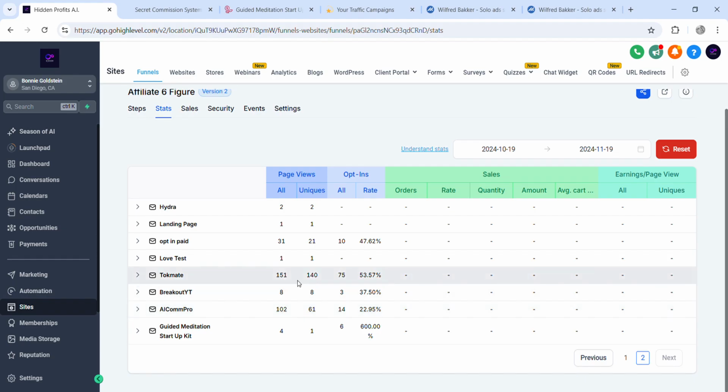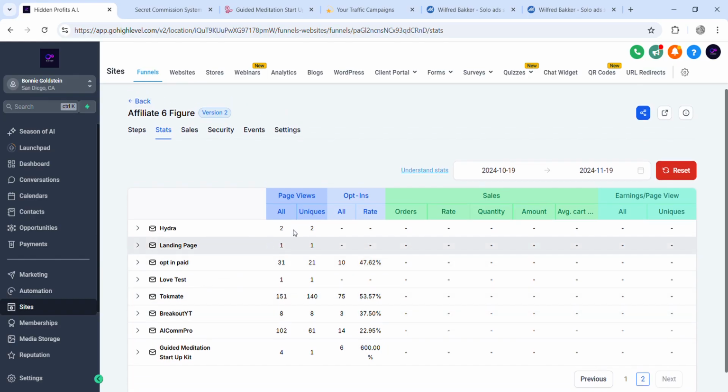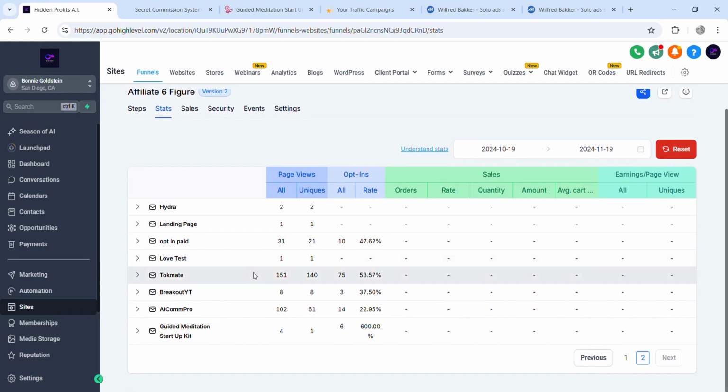This one I'm loving. TalkMate is just crushing it on the thing, right? 53%. And that's what you do, right? It gives you an idea of what's the best converting opt-in pages, because that's where it starts, guys and gals. You run all the traffic you want. If you've got a bad opt-in page, it doesn't matter.